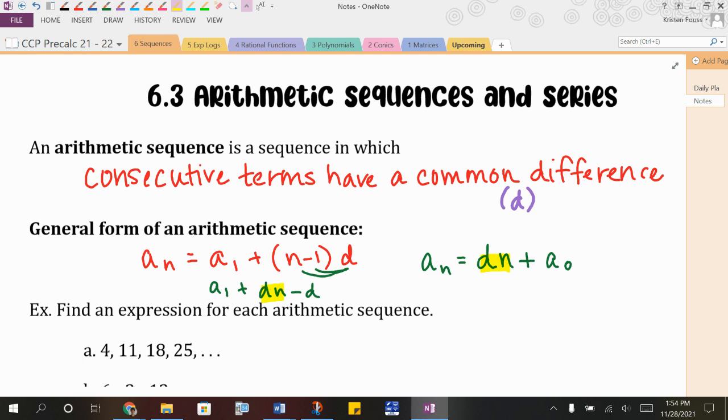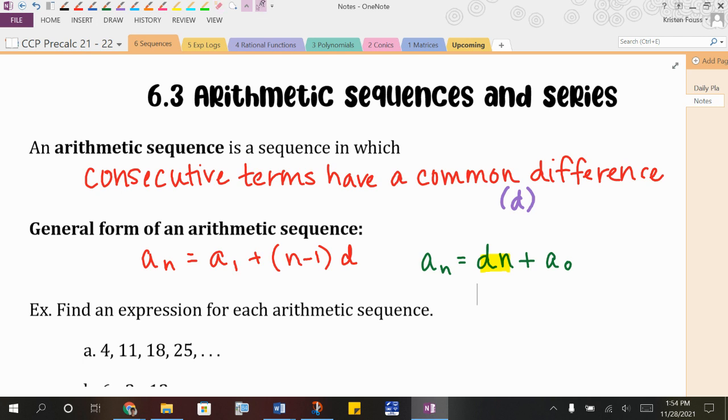So these are equivalent expressions, and I would expect you, if you're going to use this formal definition, to clean it up anyway, and that's going to take you straight to what I like to use as my arithmetic sequence, dn plus a_0. Okay, so whichever one you remember, I don't care. They're going to both end up looking as dn plus a_0.